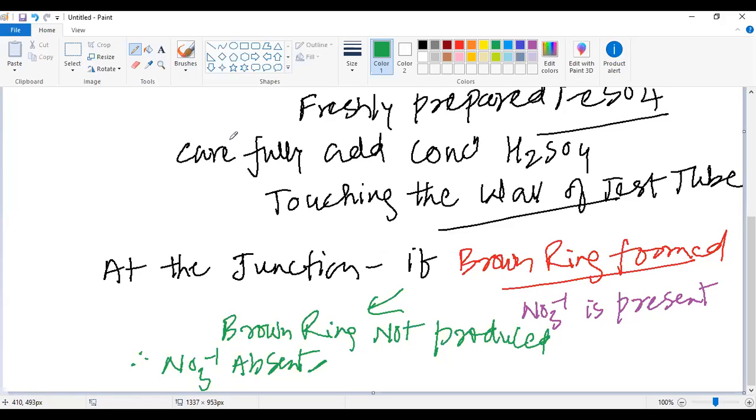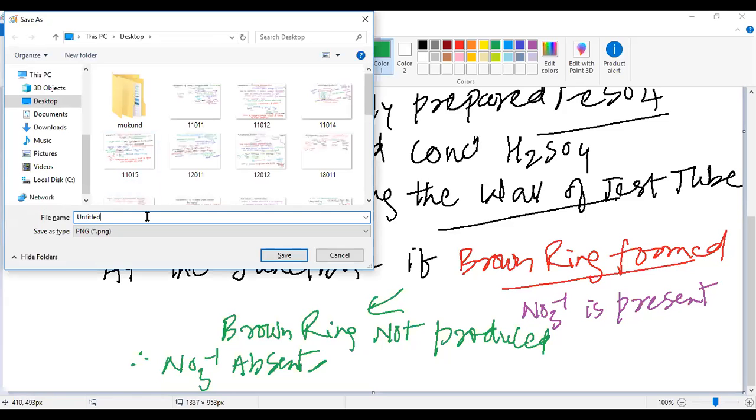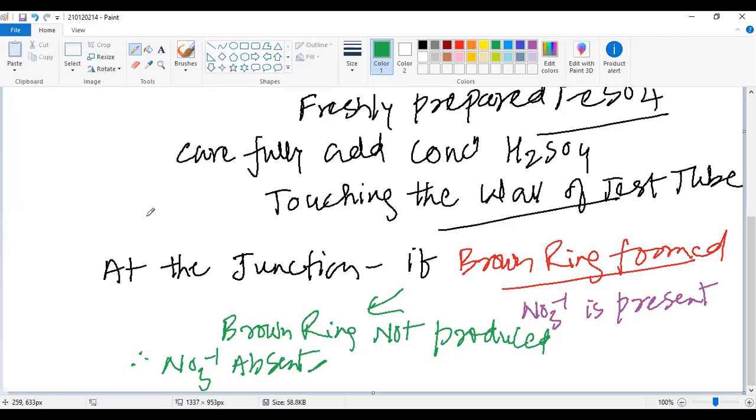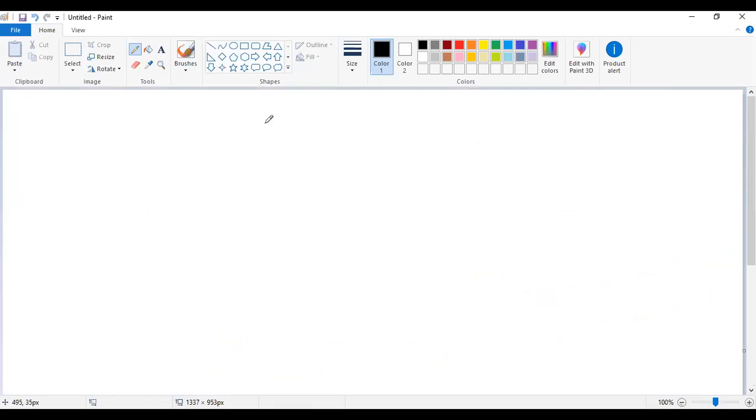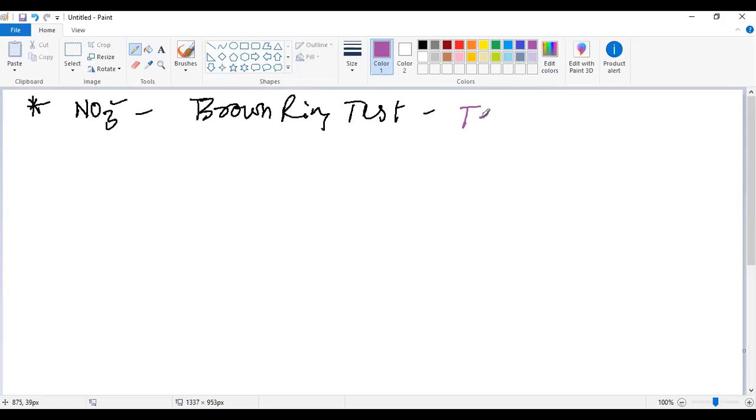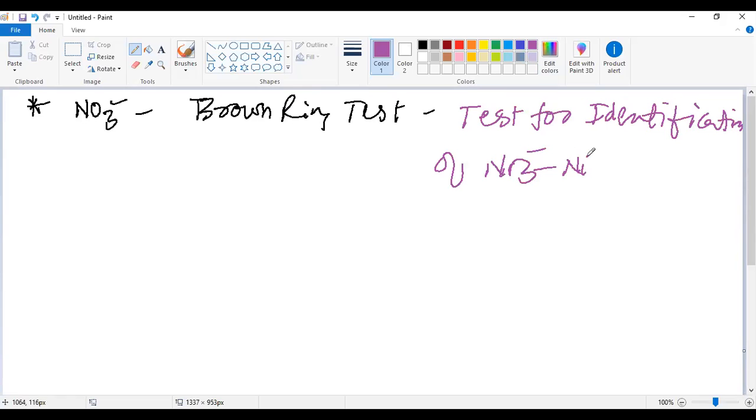Now, my dear students, when it comes to understanding this, we need to understand it well. So actually what happens? First of all, you need to understand that this is the test for identification. The brown ring test is the test for identification of NO3 minus or nitrate ions. When it comes to the identification of the nitrate ions, my dear students, what happens here?